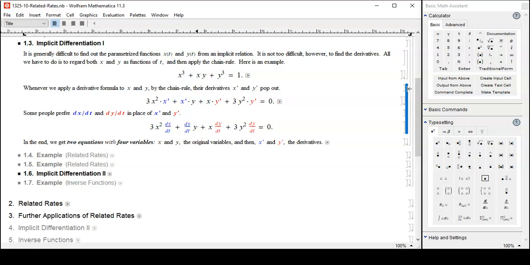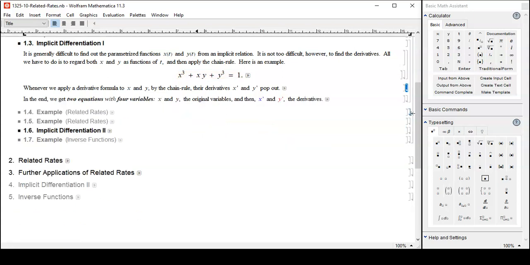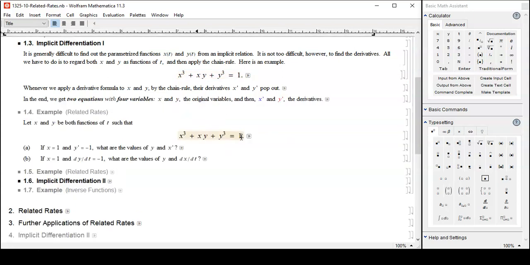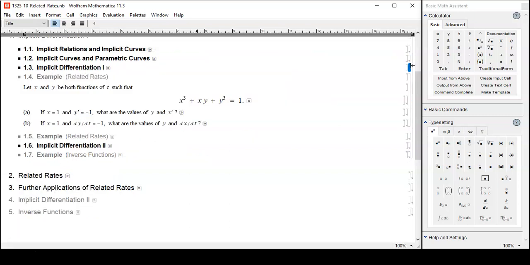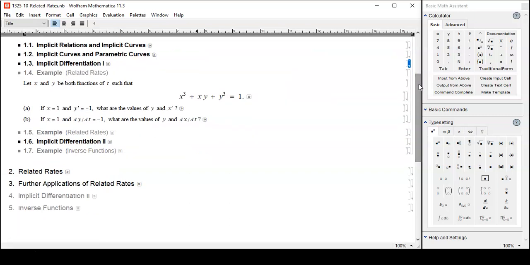Remember all those? You should, because we are about to begin an example problem based upon this very relation. I'm talking about this one here, of course. See, the very same relation. And here is the structure of the problem. If x is 1 and y prime is negative 1, find out the values of y and x prime.